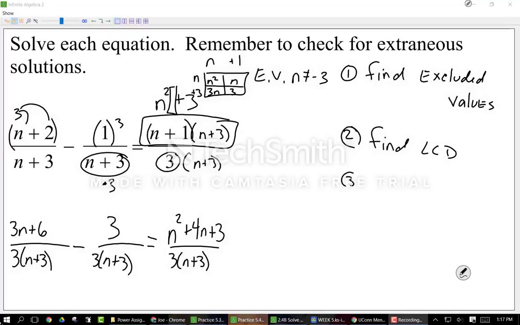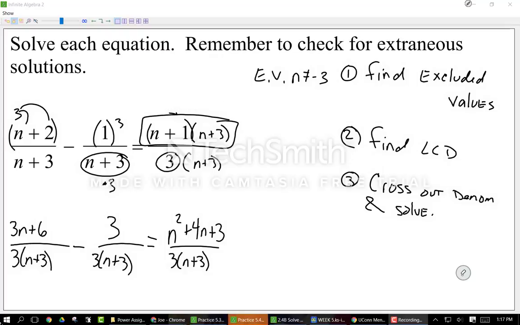Third step. Remember we said cross out denominators, right? And solve. Oh yes, now we're going to have some fun. Probably not, but I am. Okay, so cross out denominators. Shoom, boom, gone, going away. What do I have left? I'm going to write it above so I have a little more space. I have 3n plus 6 minus 3 equals n squared plus 4n plus 3.